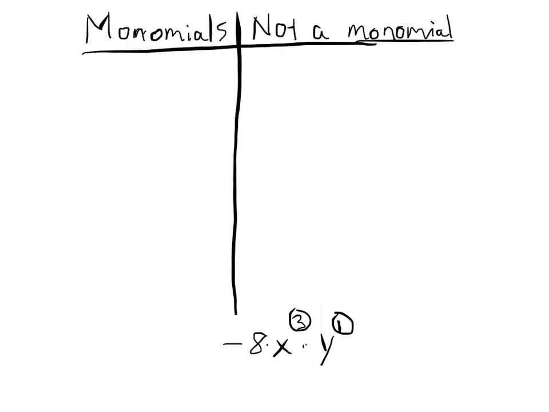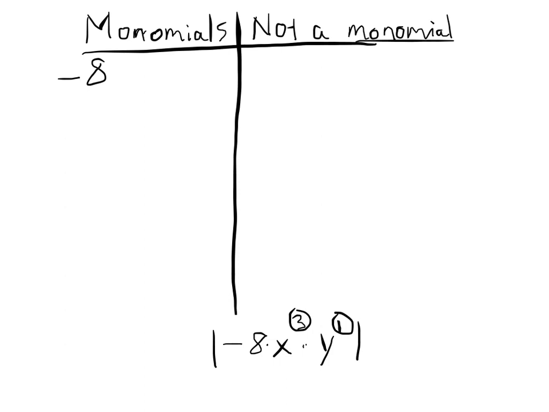No division of variables. Am I dividing variables? Answer, no. Do I have any negative exponents? Answer, no. Do I have just addition or subtraction of variables? No, I don't have any addition or subtraction. So this one, and the other thing to think about, it's just a term, right? This whole thing right here is just a term. That's it. So this one is a monomial.